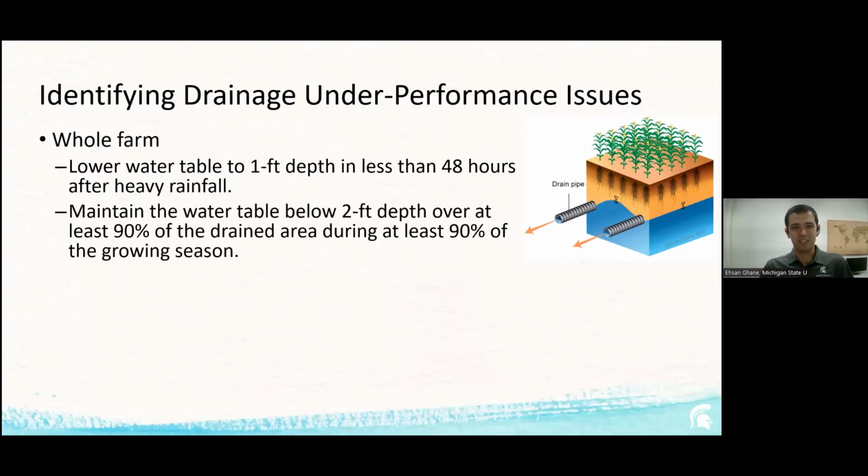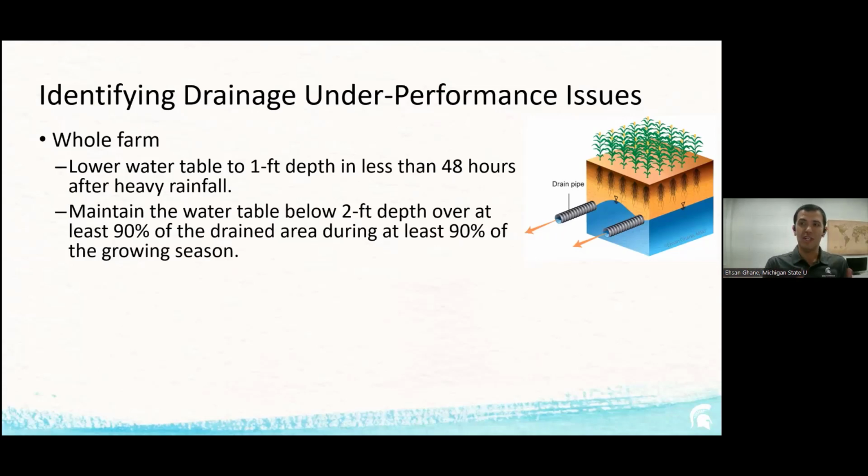Over at least 90% of the farm, over at least 90% of the growing season. So that's what you want to do. But how would you do that? This really trickles into the yield, because measuring these things may be a little bit unfeasible. But if you're looking at your yield and you see that you've got a little bit more to go to reach your potential yield, then that's a sign. And your potential yield is your best yield that you'll have without those stresses.